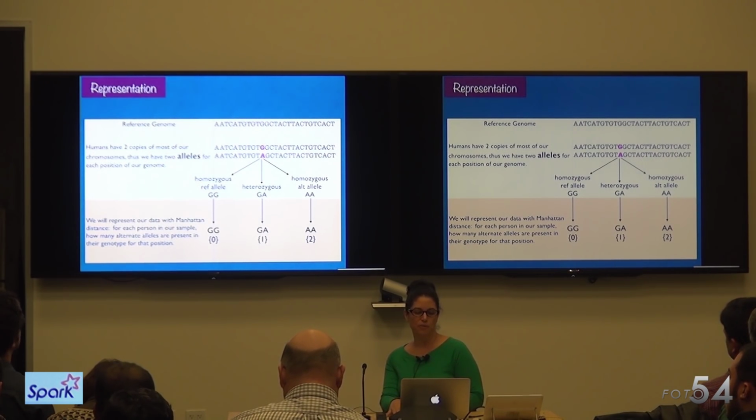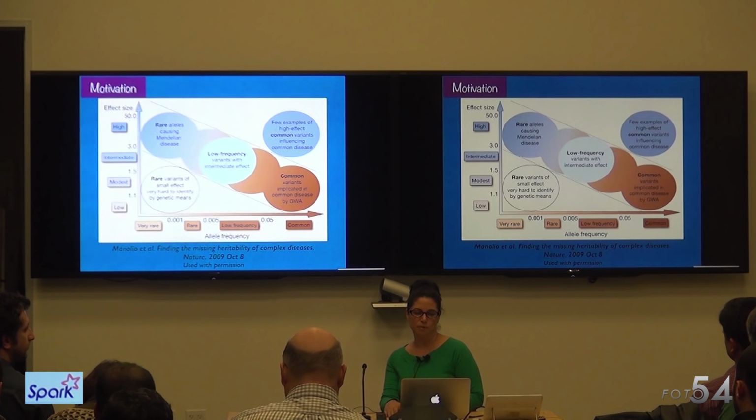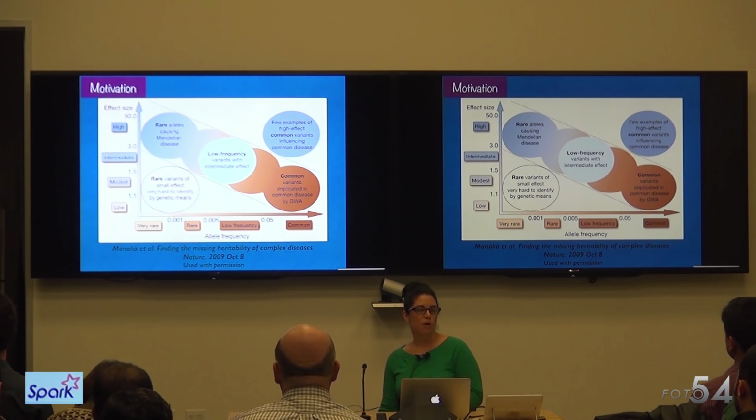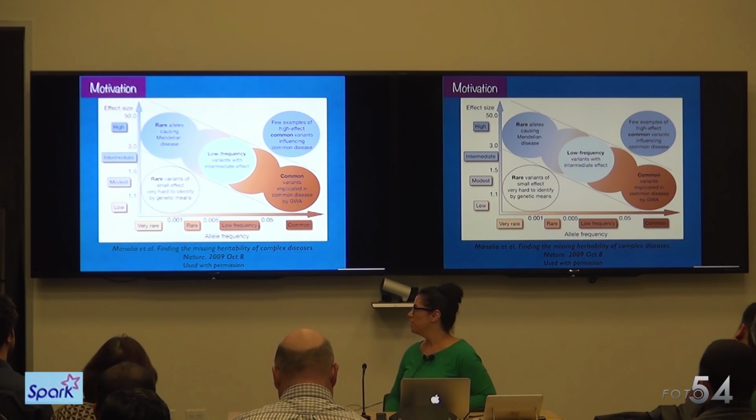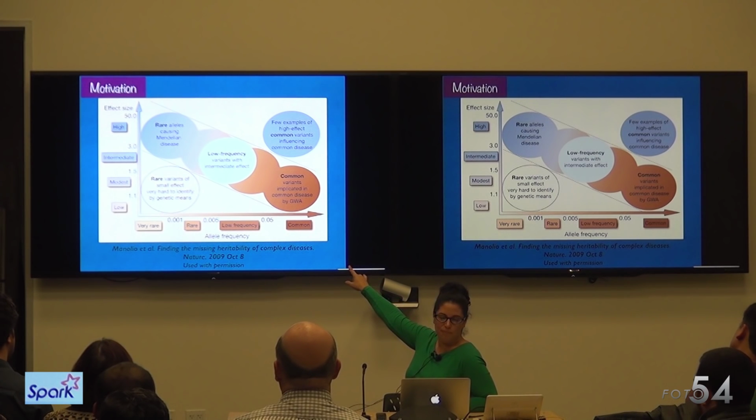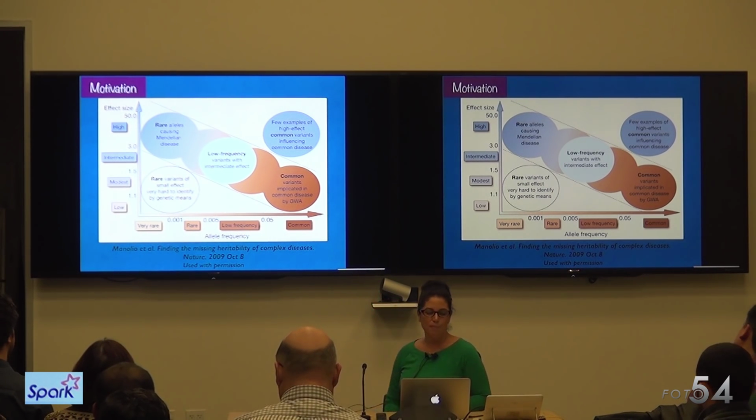Before I share the analysis I did, I want to set up a little more context. The motivation is really that these variations can cause diseases in humans, so we want to find out what the variations are that cause diseases. The scientists that I work for study a lot of the rare alleles causing Mendelian diseases, which is up on the top left of that diagram.